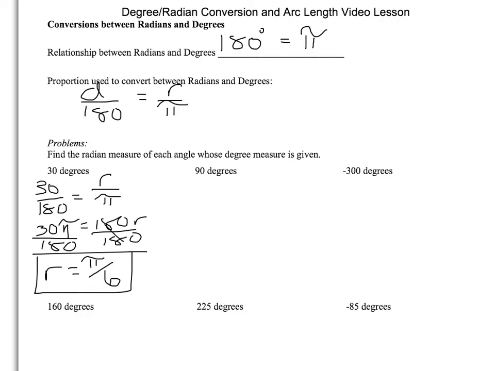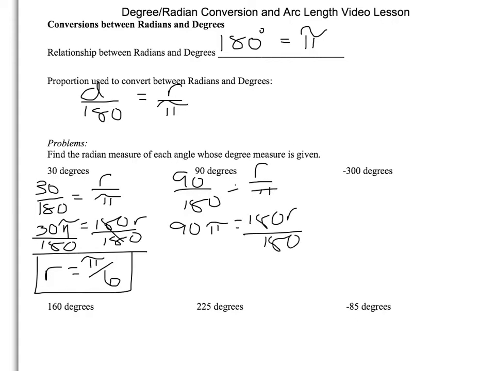Let's look at the next one with degrees. 90 degrees. So it'll be 90 over 180 equals r over pi. Cross multiply. 90 pi equals 180r. Divide by 180. When you type in your calculator, type 90 divided by 180 and you get 1/2. So 1/2, remember to put the pi in the numerator, is pi over 2.